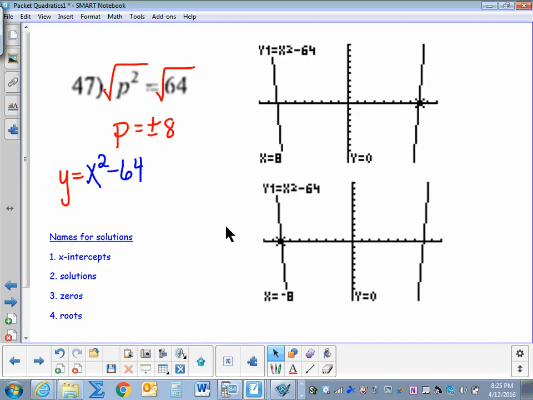So I do have two solutions. P squared equals 64 has two solutions of a positive 8 and a negative 8. They're the zeros of the function, the solutions, the x-intercepts, and the roots.